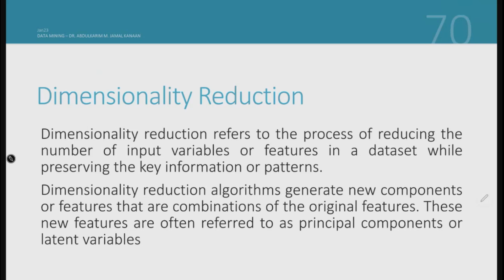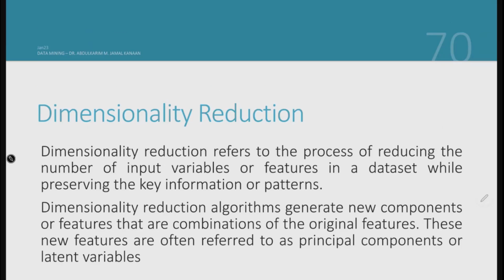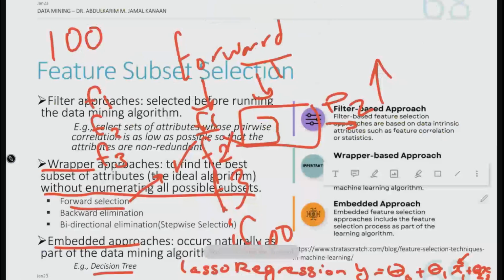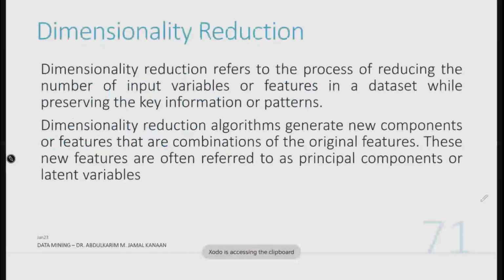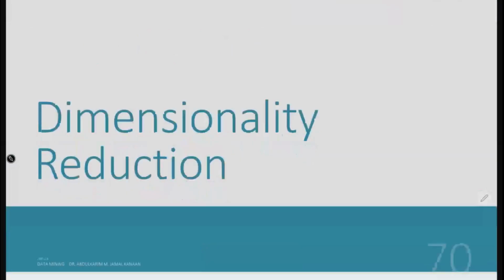Okay, so we talked about feature selection, where you select fewer features than the overall features available at your site. And we said there are different approaches, right? We can go with the filter approach, embedded approach, and what is the third one? Wrapper approach. Now we talk about dimensionality reduction.